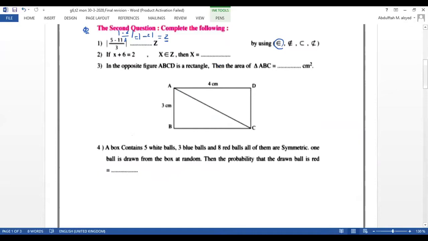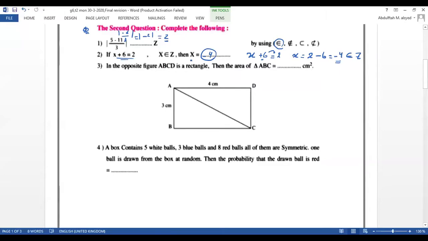Okay, number 2: f(x) equals x plus 6 equals 2, x belongs to Z. So this is an equation, and you have to solve it. x plus 6 equals 2. 6 goes to the other side with the opposite sign, so x equals 2 minus 6 equals negative 4. And negative 4 belongs to Z. So x equals negative 4. This is the answer.